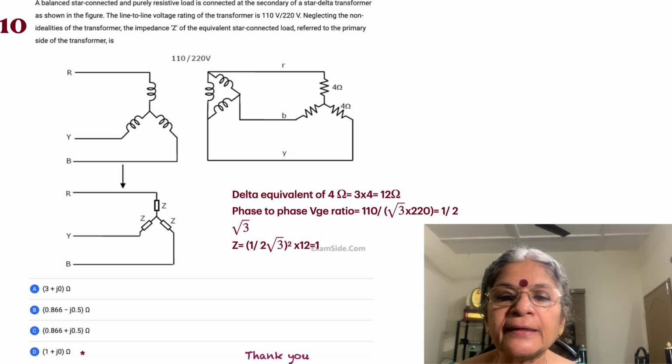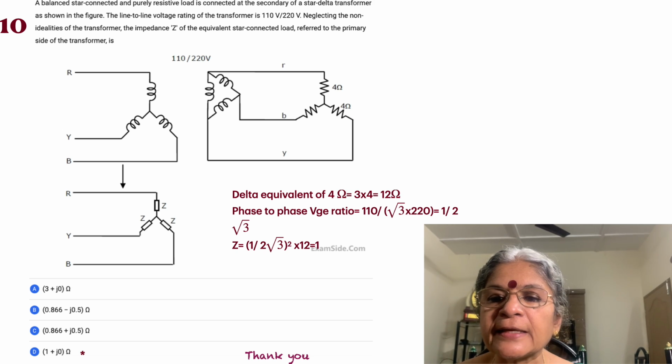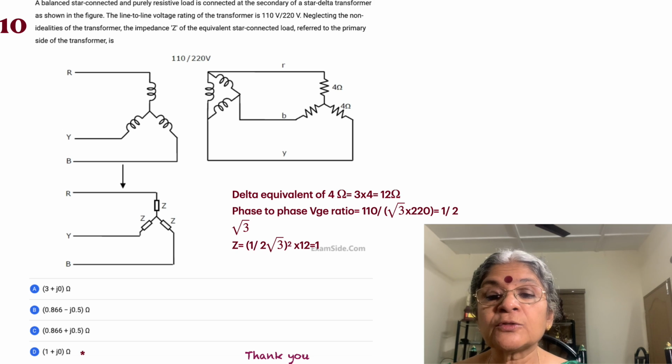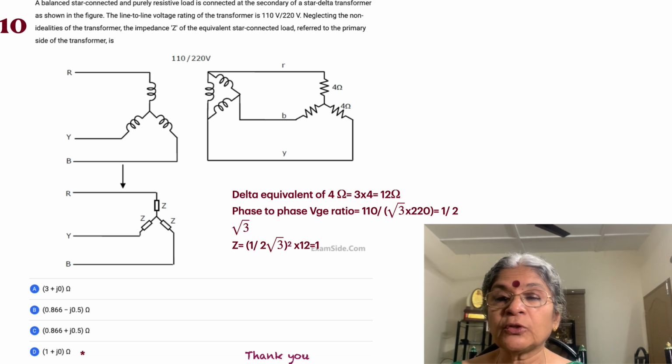A balanced star connected purely resistive load is connected to the secondary of a star delta transformer as shown. The line to line voltage rating of the transformer is 110 by 220, so 110 by root 3 by 220 is a better way of expressing it. Why? Because the primary happens to be star connected, so its phase voltage is 110 by root 3, which can be compared to 220 volts, because 220 volts, though it's a line voltage, is also the phase voltage on the delta side, just as we have been saying so many times.